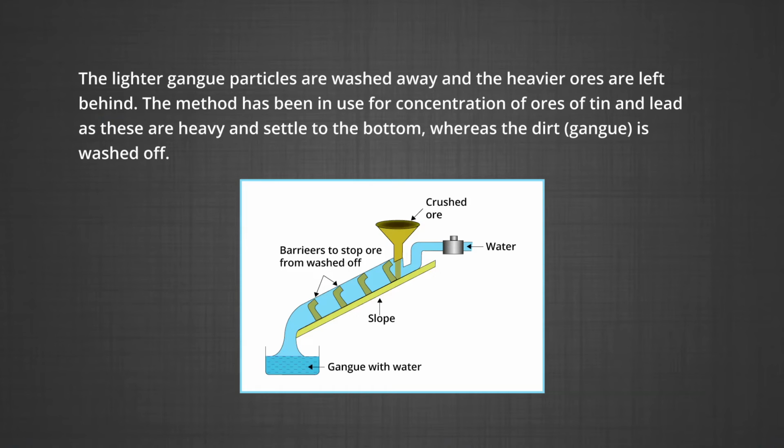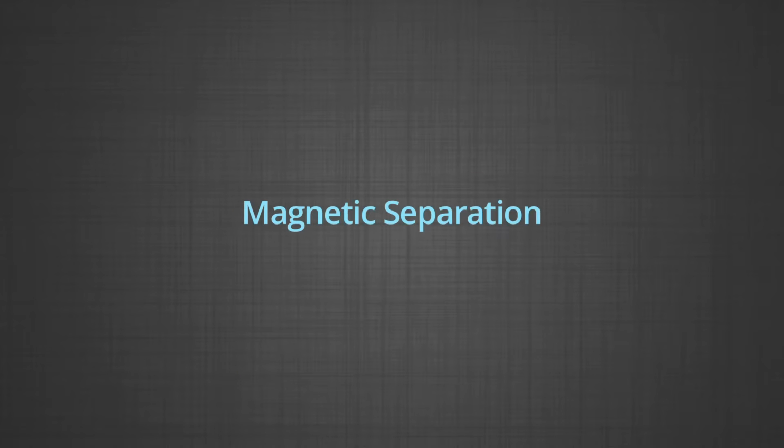In one such process, an upward stream of running water is used to wash the powdered ore. The lighter gangue particles are washed away and the heavier ore is left behind. The method has been in use for concentration of ores of tin and lead, as these are heavy and settle to the bottom where the dirt, that is gangue, is washed off. Another simple method is magnetic separation.